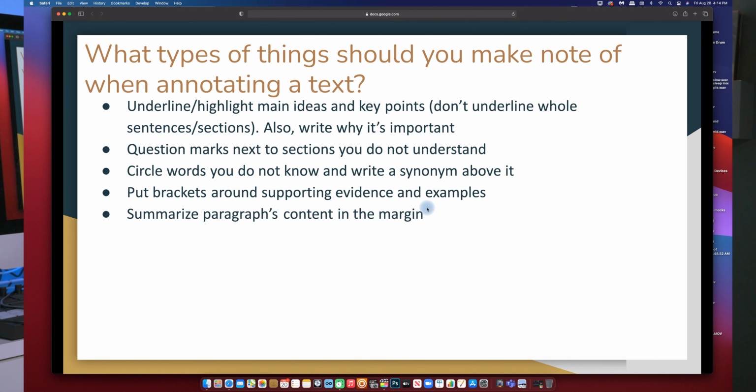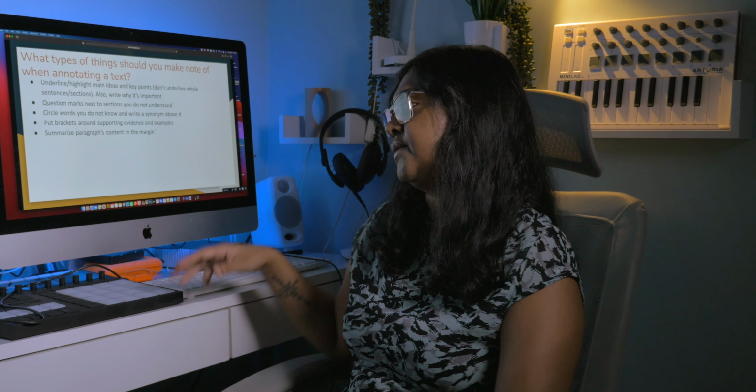Next, you want to summarize the paragraph's content in the margin. You might have an article that's divided into different sections, or into different paragraphs. When you've read a paragraph, just write a couple of words next to that paragraph explaining what it was about. Or if the same idea runs through a certain section, maybe two or three paragraphs, just write a few words on what that section is talking about. That way when you're reviewing this article at a later point, you can just review your notes. You don't have to reread the same article three or four times to get the main idea. You can just look at your notes to get those ideas.